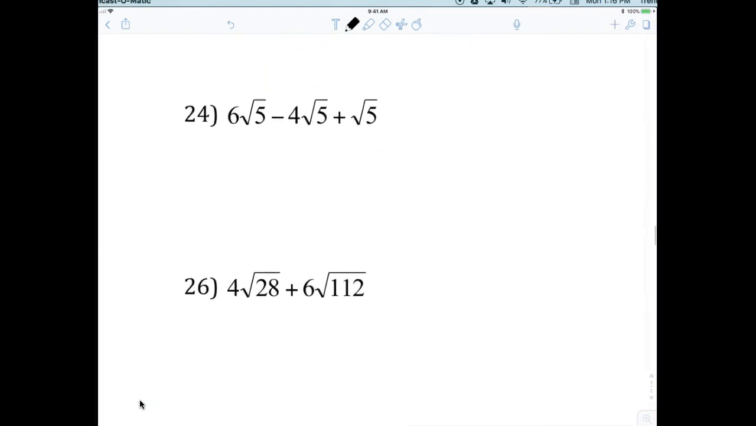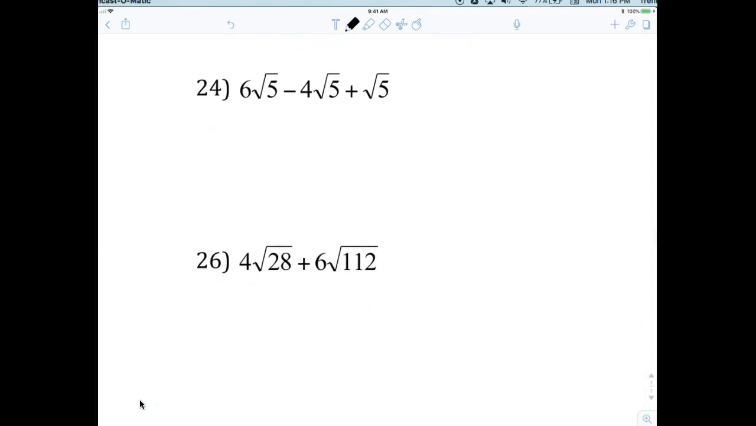So 24, here we go. 6 radical 5 minus 4 radical 5 plus 5 radical 5 is 3 radical 5.